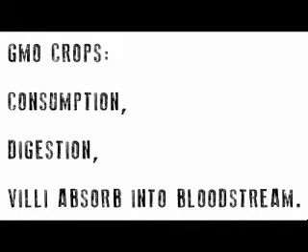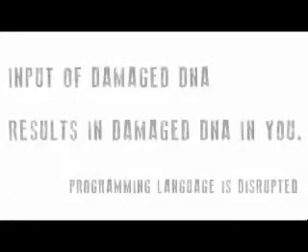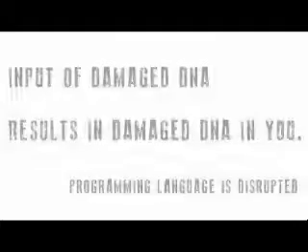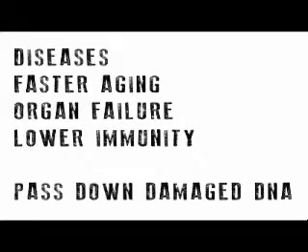GMO crops are found everywhere now, so you begin to consume them. You then will digest them, and in that process of digestion, there are little villi, which is like little hairs on the inside of your intestines, and they will absorb that DNA, that information, into your bloodstream.